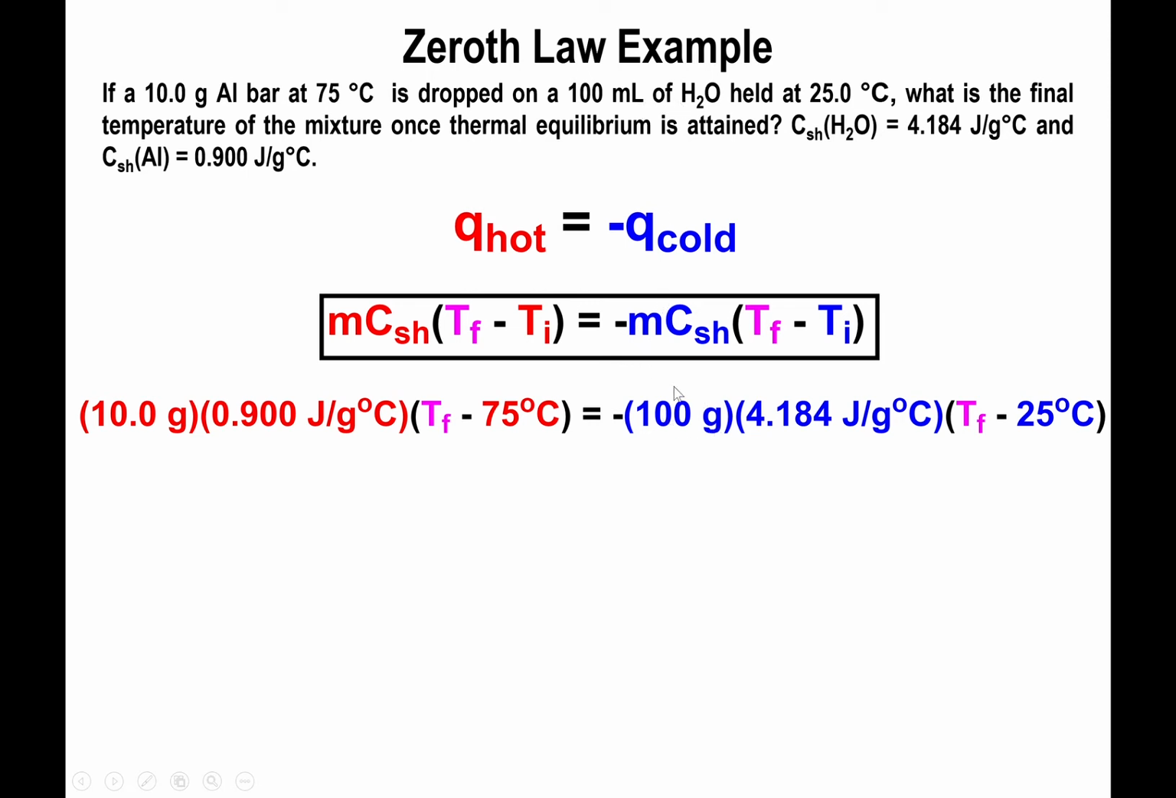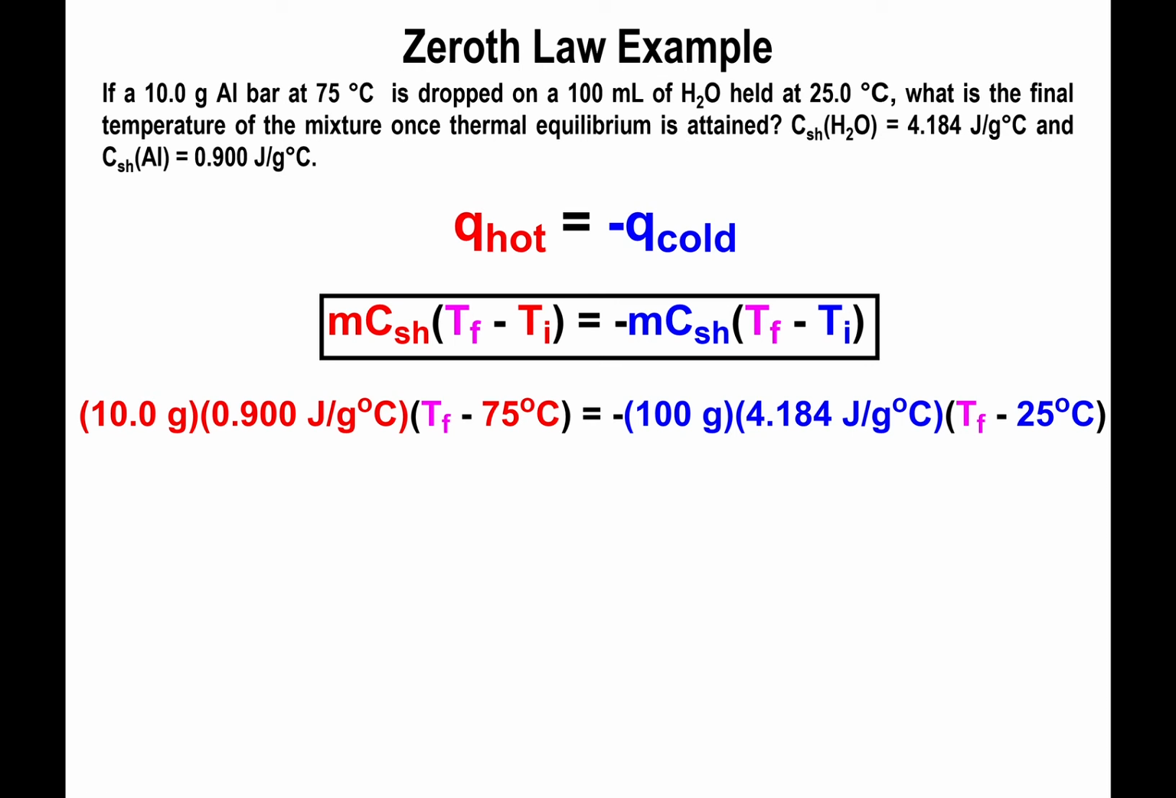So we have 100 grams of water multiplied by the specific heat capacity of water, 4.184 joules per gram degree Celsius, and we multiply by the final temperature, which we don't know, minus the initial temperature of water, which was 25.0 degrees Celsius. All right, perfect. We have the setup.